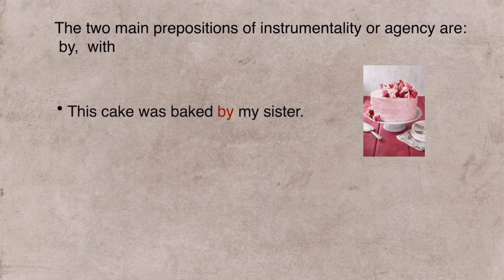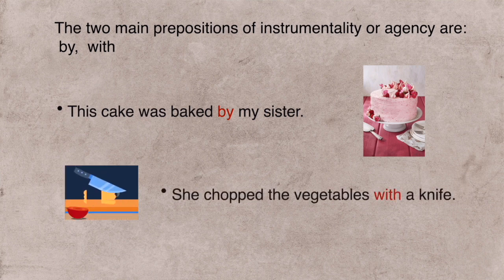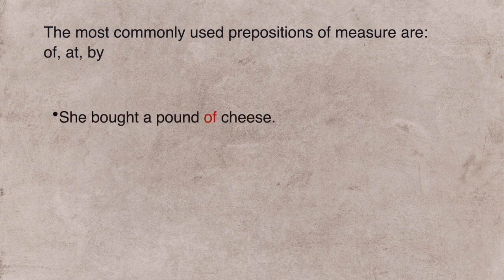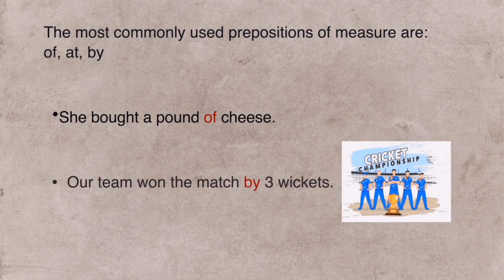In the next example we have, she chopped the vegetables with a knife. So chopping of the vegetables is the action, and that is being connected with the instrument knife with the help of the preposition with. The next type is prepositions of measure, and these indicate some quantity. The most common prepositions of measure are of, at, and by. Here are some examples. She bought a pound of cheese. Another one, our team won the match by 3 wickets.